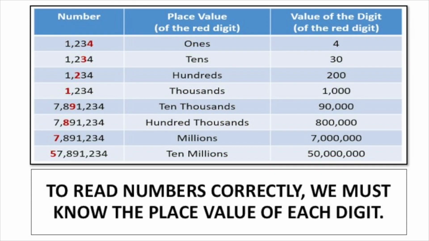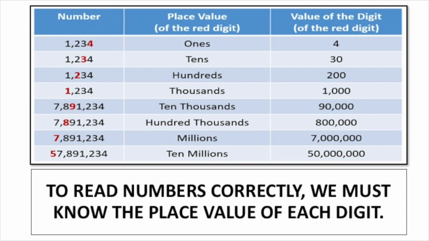To read numbers correctly, we must know the place value of each digit. Yes, guys, similar to like we just did on the board, each number has its own place in the sequence. And based on that place, we can work out its digit value.